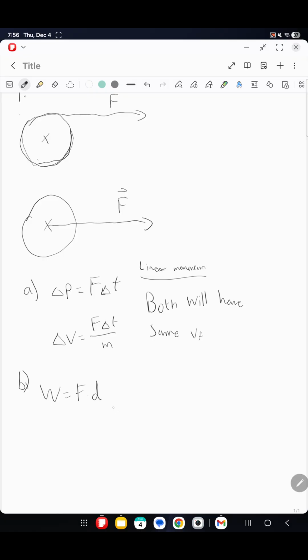So the correct answer is in scenario 1. So this puck will have more work as we pull on the string, because we do know it's the same force. The force is constant for both, but the distance for number 1 will be a bit longer because it rotates.